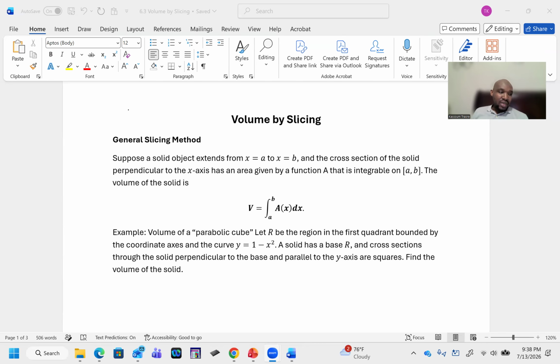Okay, so let's solve the first example so you will understand what I mean by this. The first one is the volume of a parabolic cube. Let R be the region in the first quadrant bounded by the coordinate axes and the curve y equals 1 minus x squared. A solid has base R and cross sections through the solid perpendicular to the base and parallel to the y-axis are squares. Find the volume of the solid.